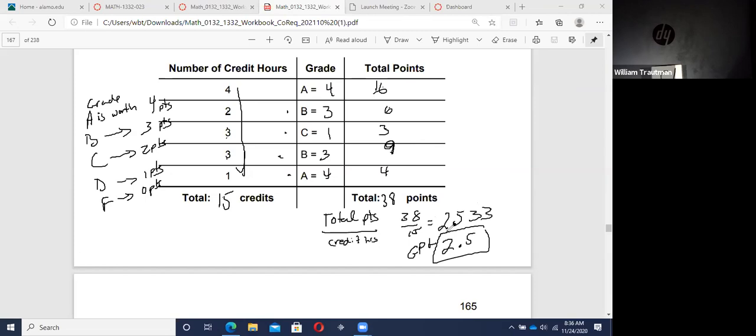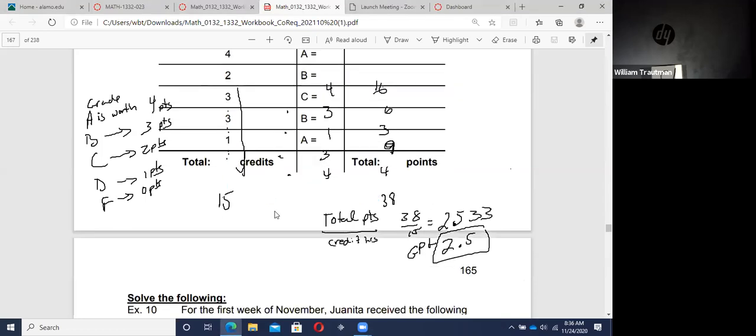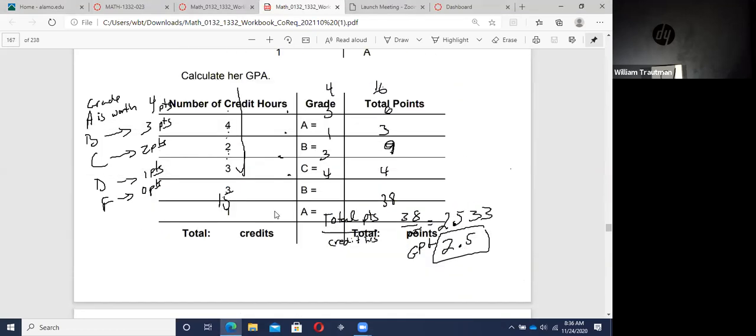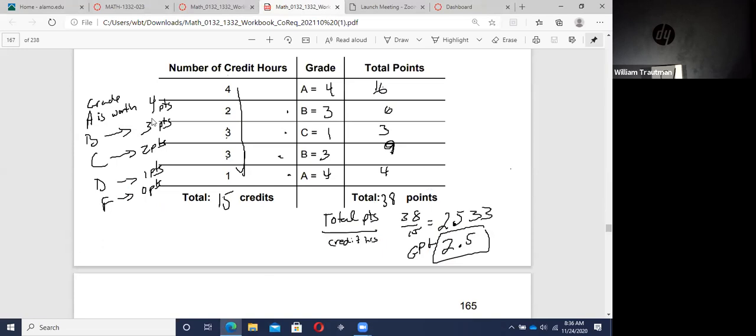Okay, so let me scroll down and see if they do anything else. I'm going to do this on the calculator where we don't have to do all of this, but this is how you normally do it. This is how we did it. So I'm going to put this in my calculator.